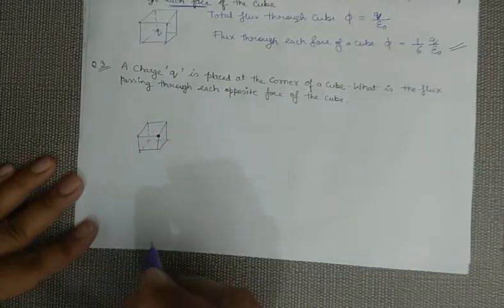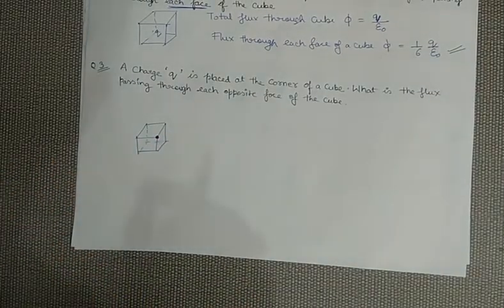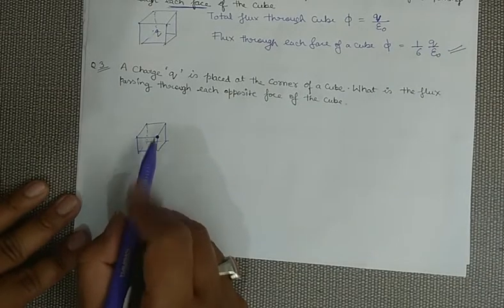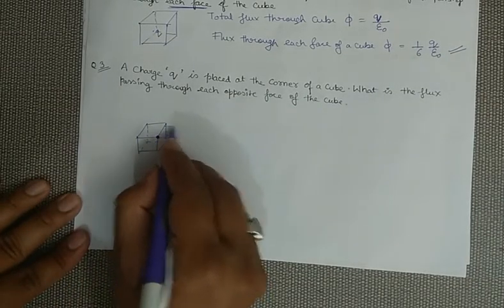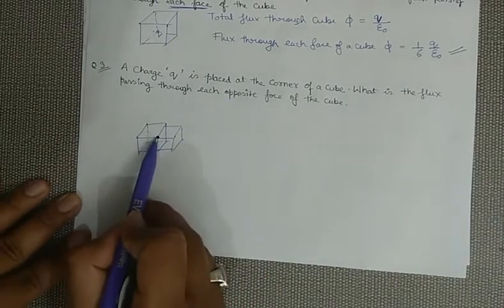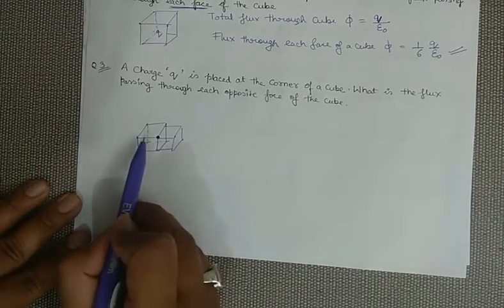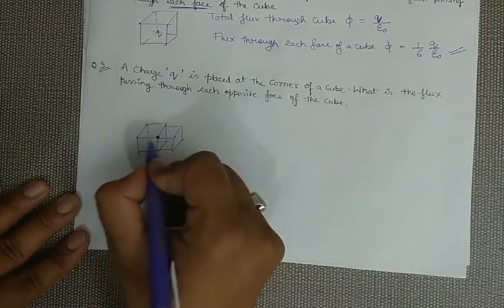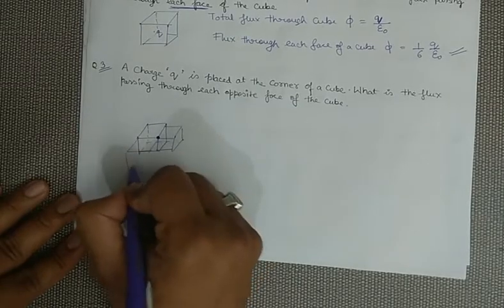Again and again I am saying, if you have to use the concept of Gauss, your charge must be enclosed. It must be covered by some Gaussian surface. So this corner charge is not enclosed completely. The first approach is to enclose this charge. In order to enclose this charge, you have to see this corner. To enclose it, I take one cube on this right side, and similarly I will draw one cube in the front side.